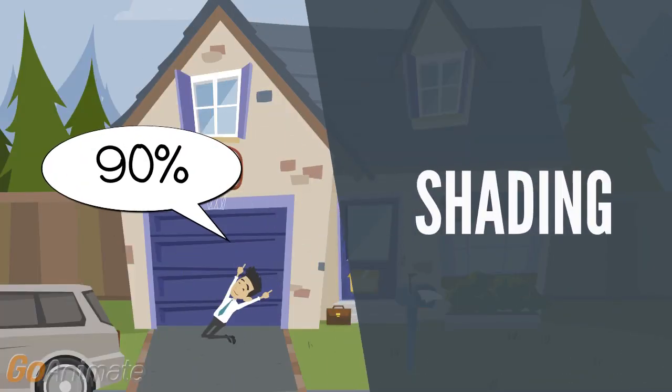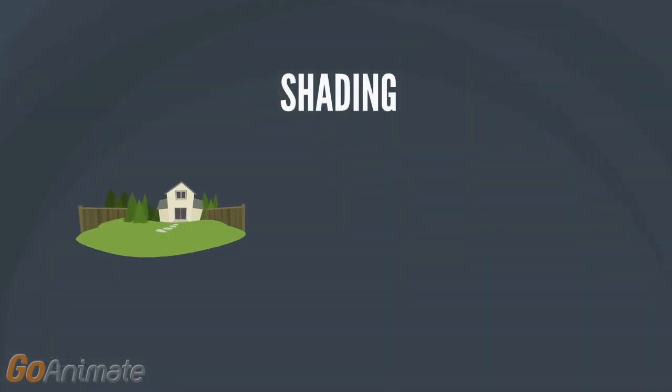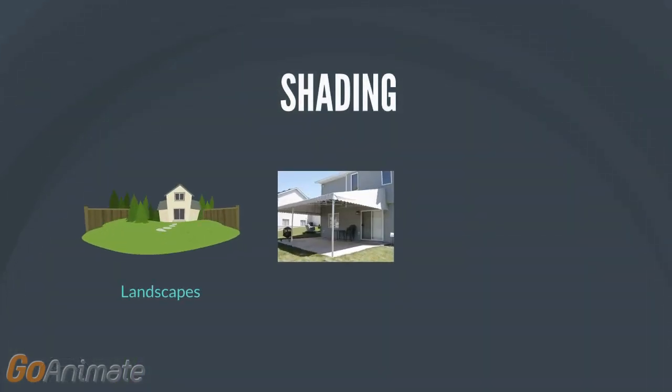Effective shading can block out 90% of the heat. Some ways to add shading are via landscaping, installing awnings and eaves, and adjustable shutters.